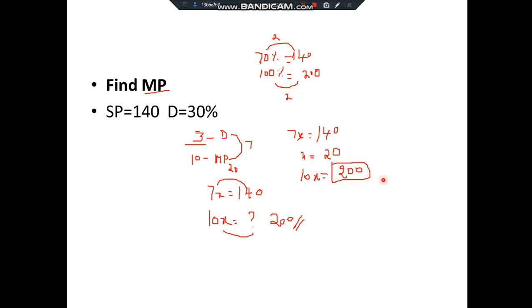This is one method. Another method, instead of after 7x is equal to 140, directly you can substitute: 10x is equal to what? So 7 into 20 is 140. You can find the relation like that. So 10 into 20 is 200. So this is the method I have told you while solving CP.